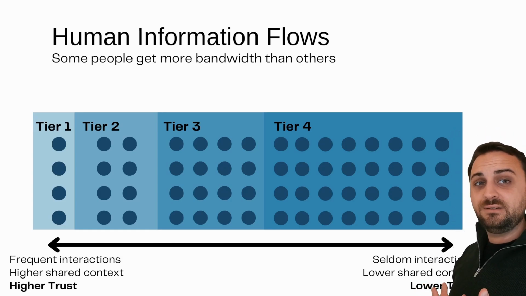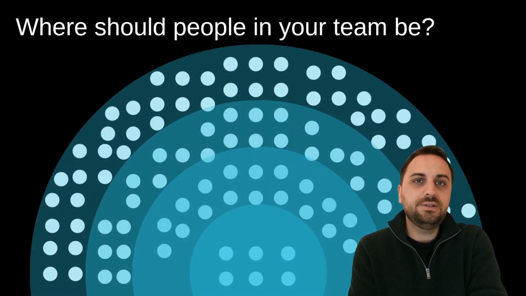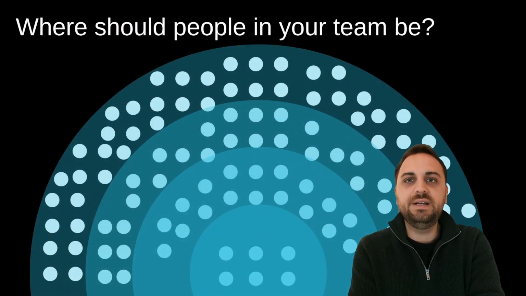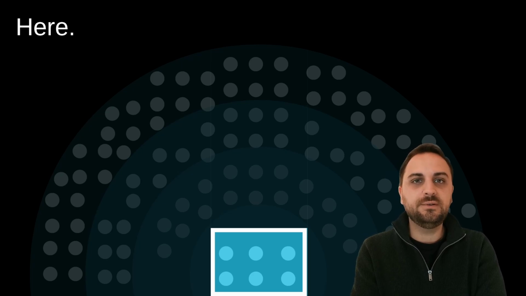We're going to have lower trust. So where should people in your team be? If you have those rings of trust around you, people you interact with all the time and people you rarely interact with, I think that's obvious. The people you interact with the most should be your team. And if it's not the case, something's wrong.